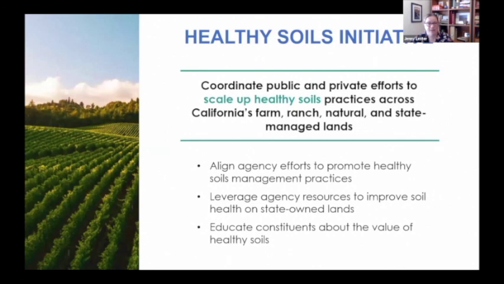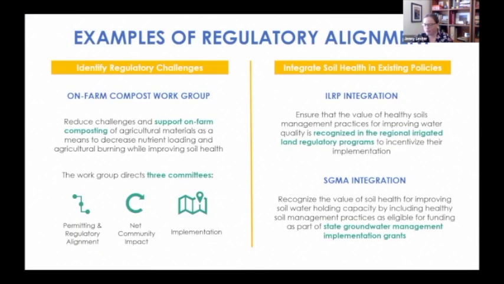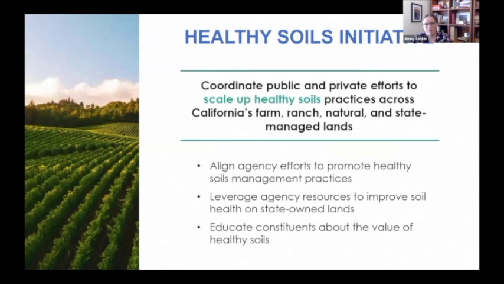So really making sure that we are aligned and that we're aligning our regulations as well. So if we have a water quality regulation, that the water quality regulation acknowledges and works with all of our agency teams on soil health components. So soil health is part of, and growers who are implementing soil health are recognized in our water quality programs, for example. We want to leverage our agency practice funding as well.